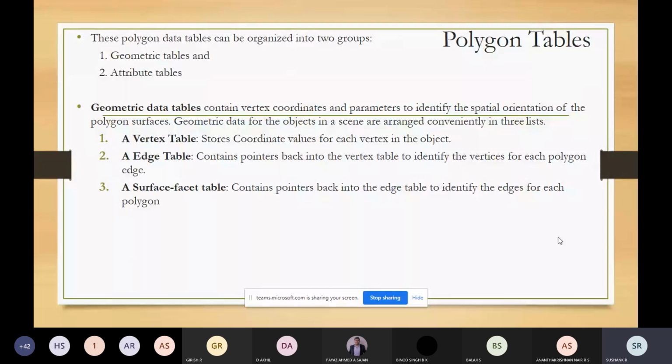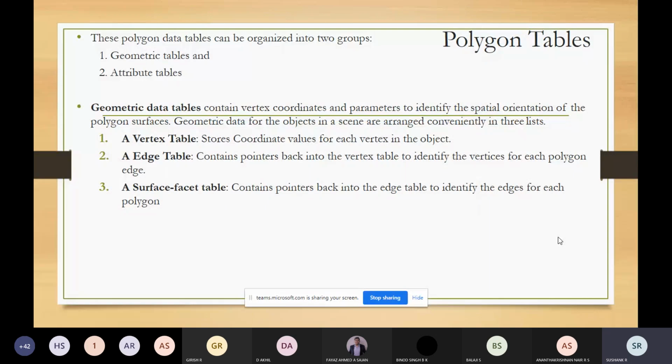This polygon data table is categorized into two groups. One is the geometric table and the second one is the attribute table. The geometric data table will contain vertex coordinates and the parameters to identify the spatial orientation of the polygon surface.